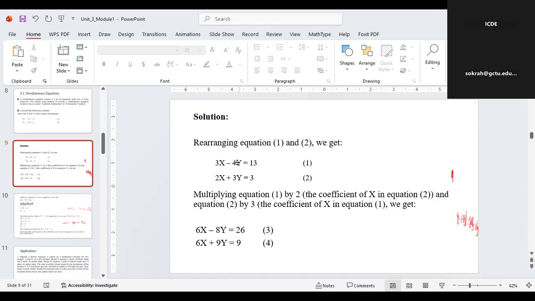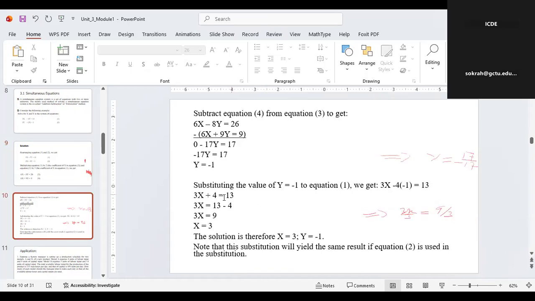So if you substitute here, you are going to get 3x minus 4 times, now y is what? Negative 1. So times negative 1 being equal to 13. So negative times negative will give you positive. So it becomes 3x plus 4 is equal to 13. So that is what you are seeing here. Okay. That is what you see here.